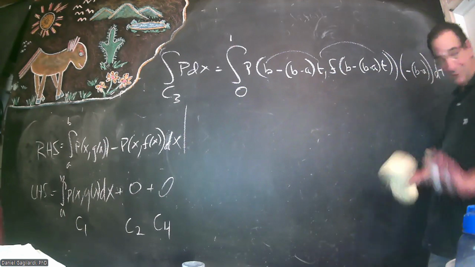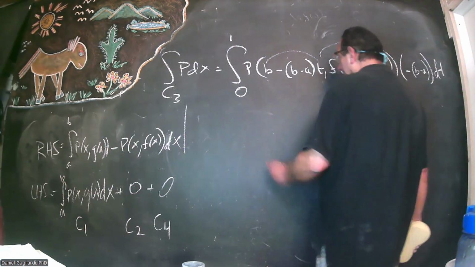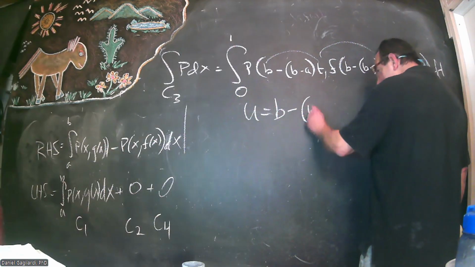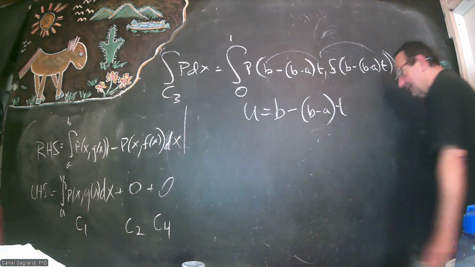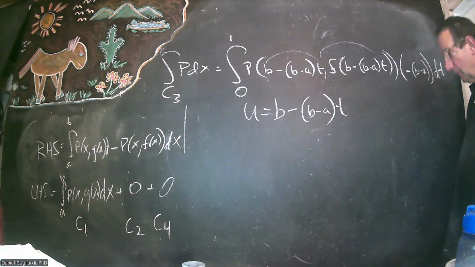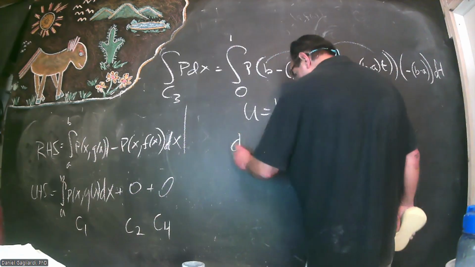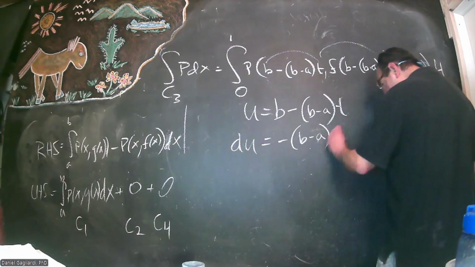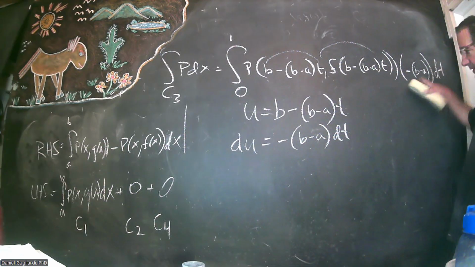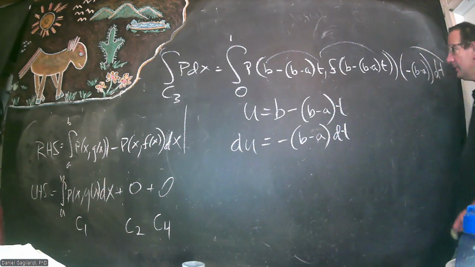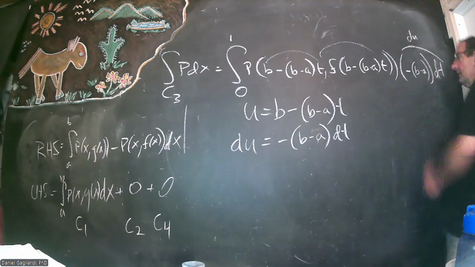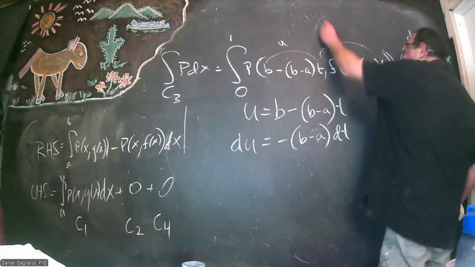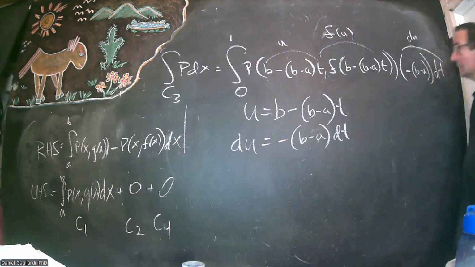So here's what we're going to do. It's a little bit crazy, but we're going to go to u land. Why not? So we're going to let u be equal to b minus a t. Doing so, we have du is equal to minus b minus a dt. Happy news! So this piece here is du, isn't it? This piece here is u, and this piece here is f of u.